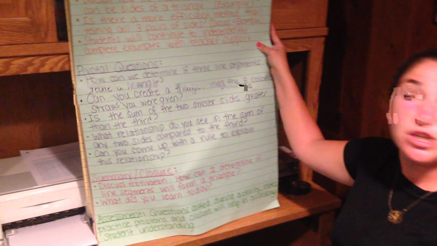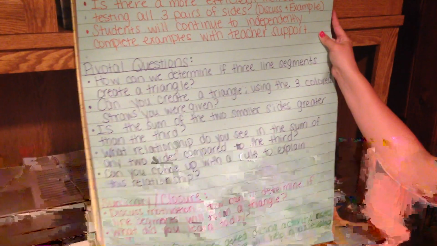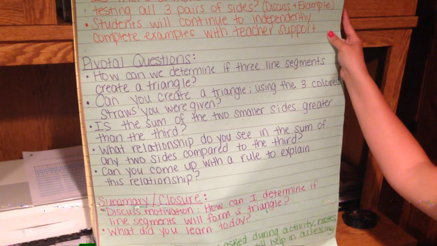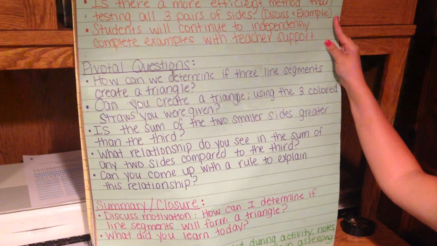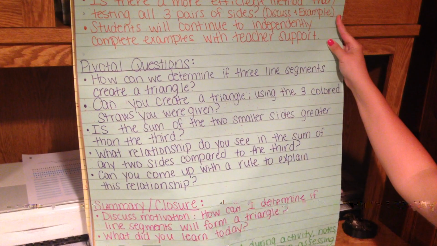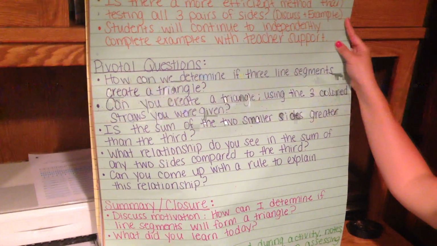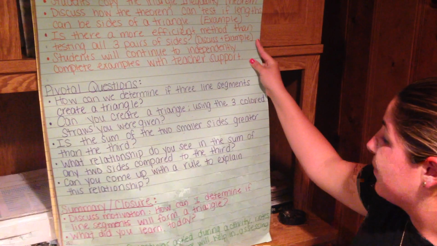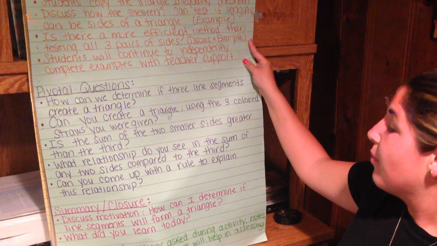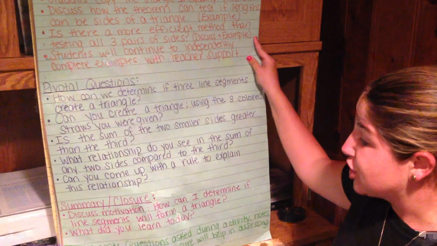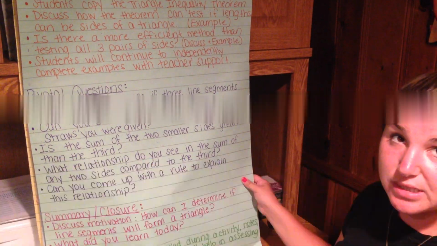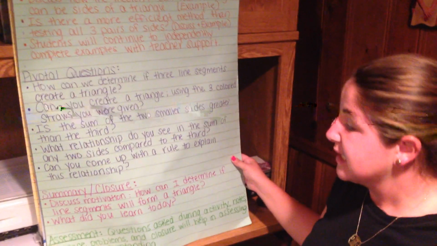So the pivotal questions for the lesson are, how can we determine if 3 line segments create a triangle? Can you create a triangle using the 3 colored straws you were given? Is the sum of the 2 smaller sides greater than the third? What relationship do you see in the sum of any 2 sides compared to the third? Can you come up with a rule to explain this relationship? So those were the pivotal questions that the teacher will discuss with the students during the lesson.